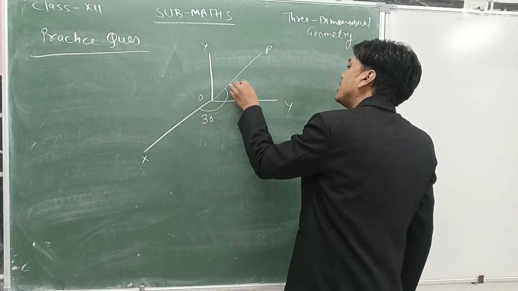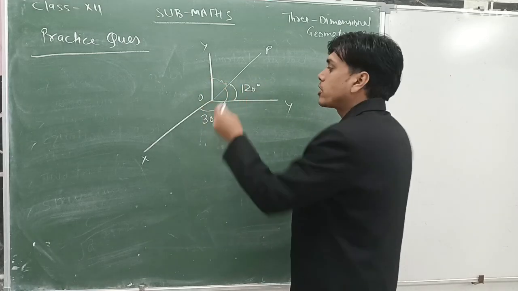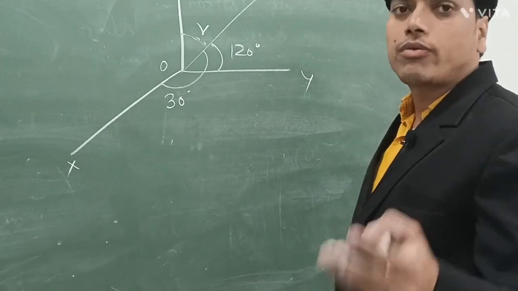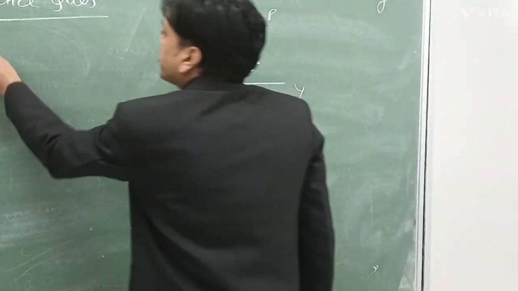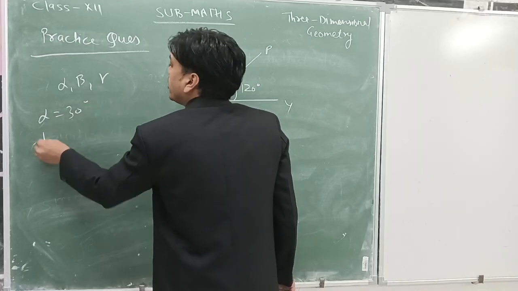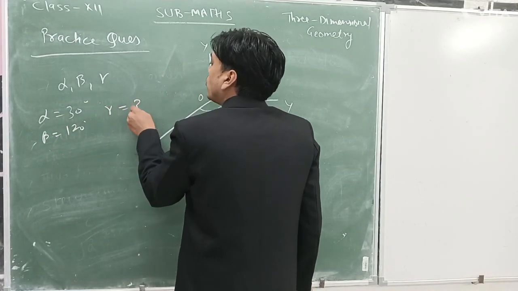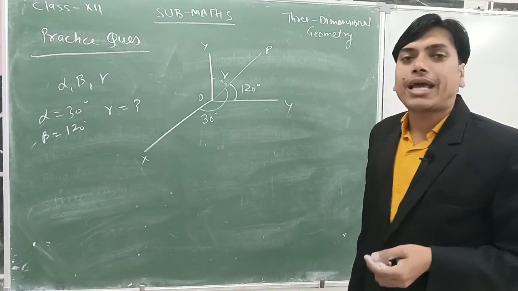So 30 degree, and 120 degree with the y-axis. Similarly, the z-axis angle is not given, that is gamma. I told you in the very first point that alpha, beta, gamma are the angles made by a line with the coordinate axes. So alpha is given equal to 30 degree, beta is given equal to 120 degree. We have to find out gamma. What is the value of gamma?